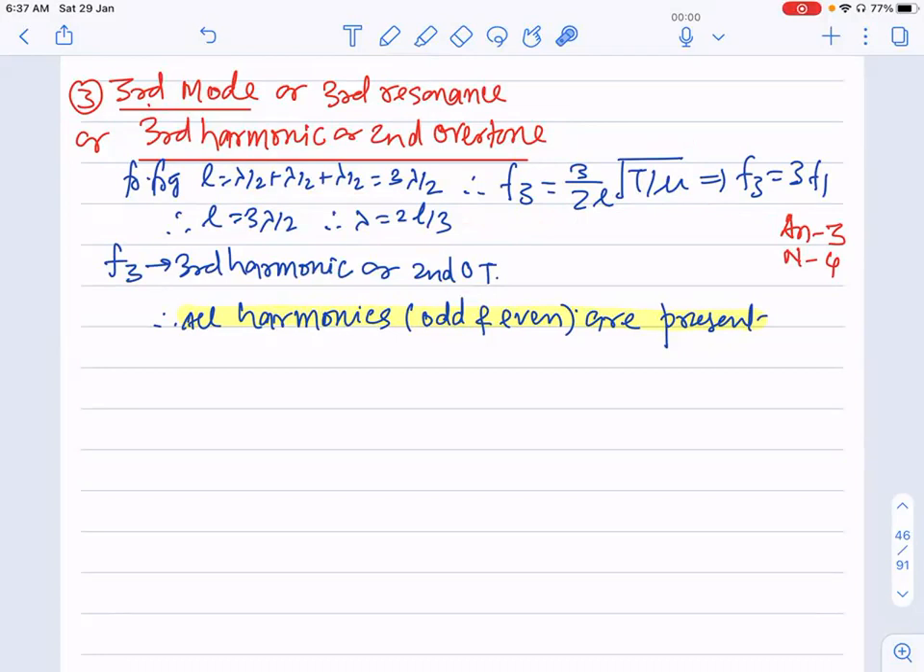Overtone will be one less. First one will be the tone, second one will be first overtone, third one will be second overtone, and so on. How many antinodes will be in this? 3. In the third mode there are 3 antinodes. Nodes are 1 more, that is 4. So in this, all harmonics, odd and even, are present. First harmonic was there, second was there, third was there, then fourth will come, and so on. So in this case, all the harmonics are present.